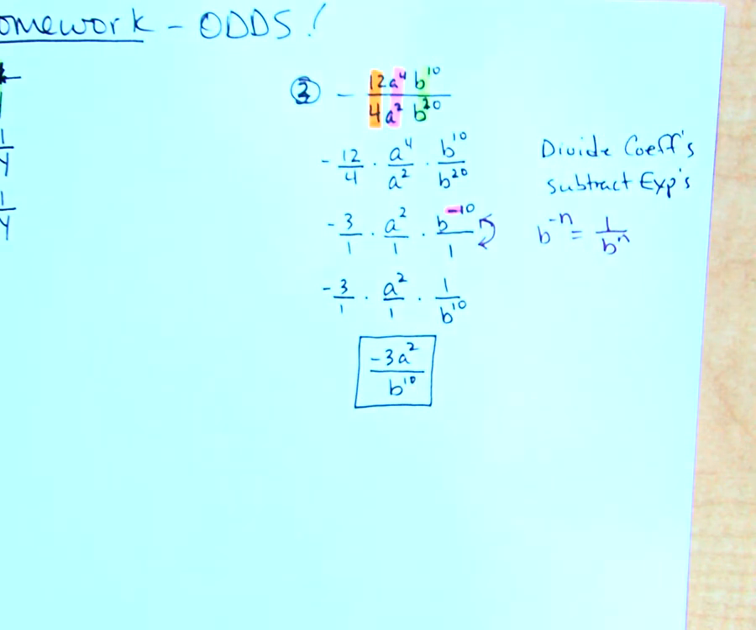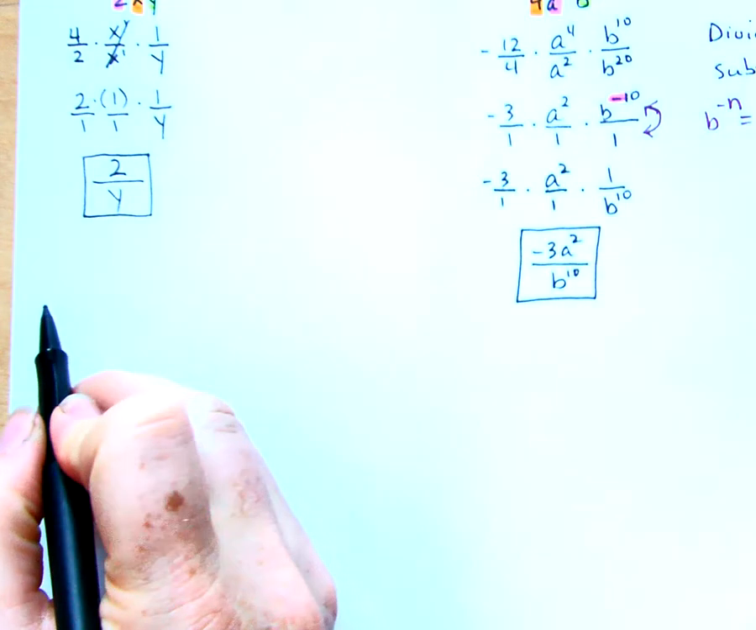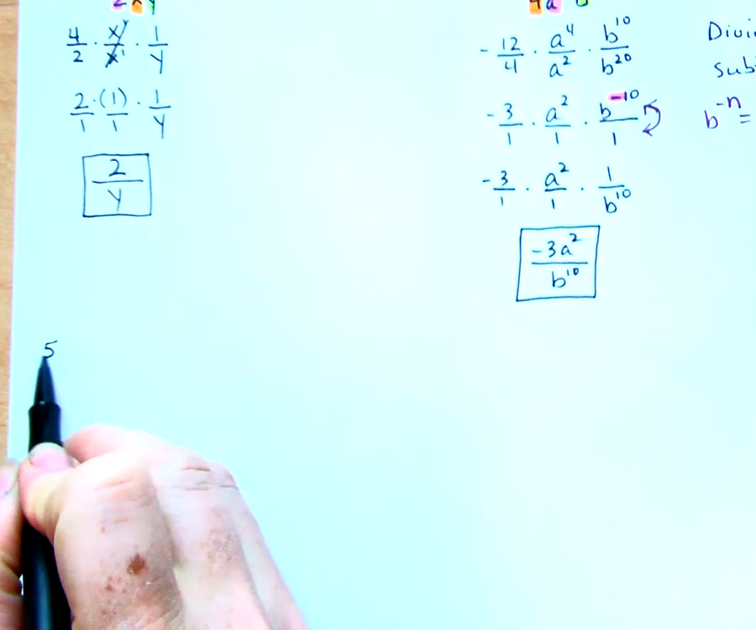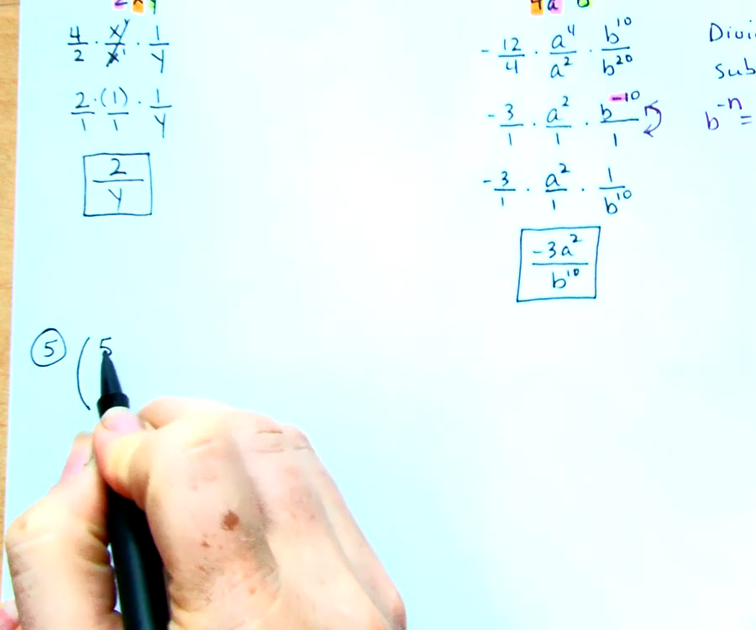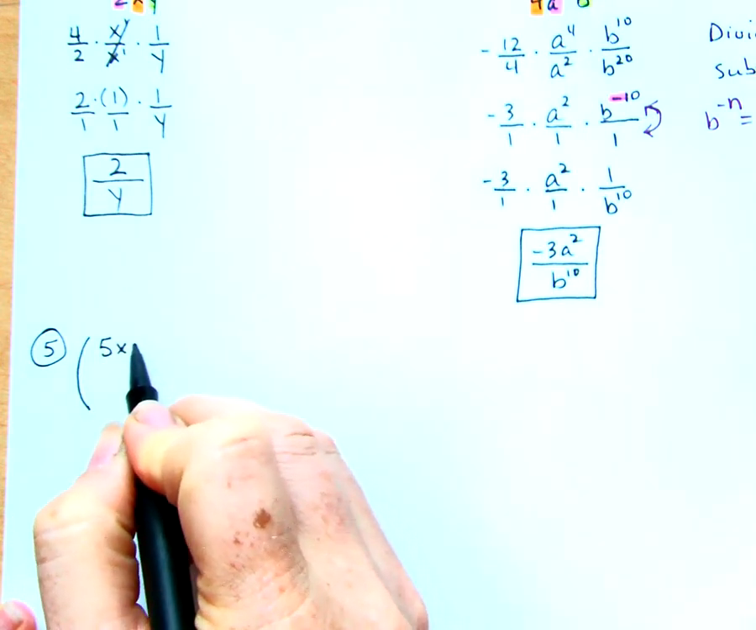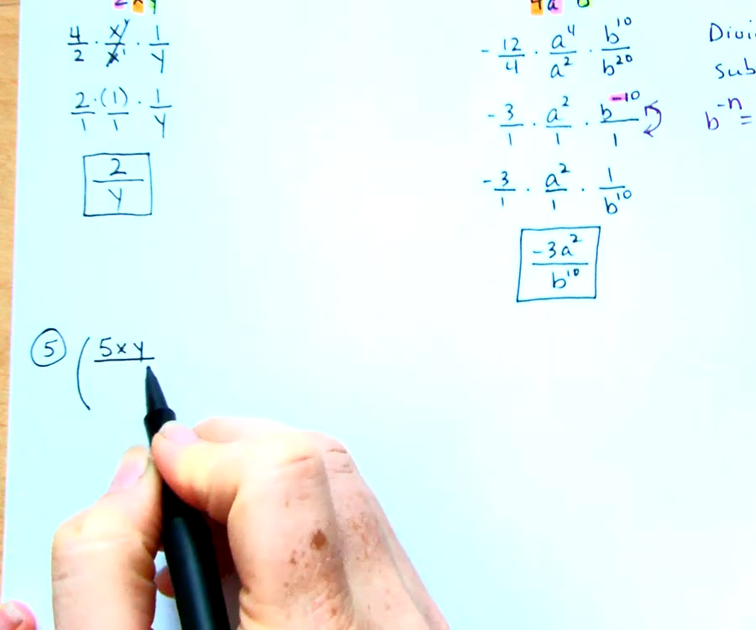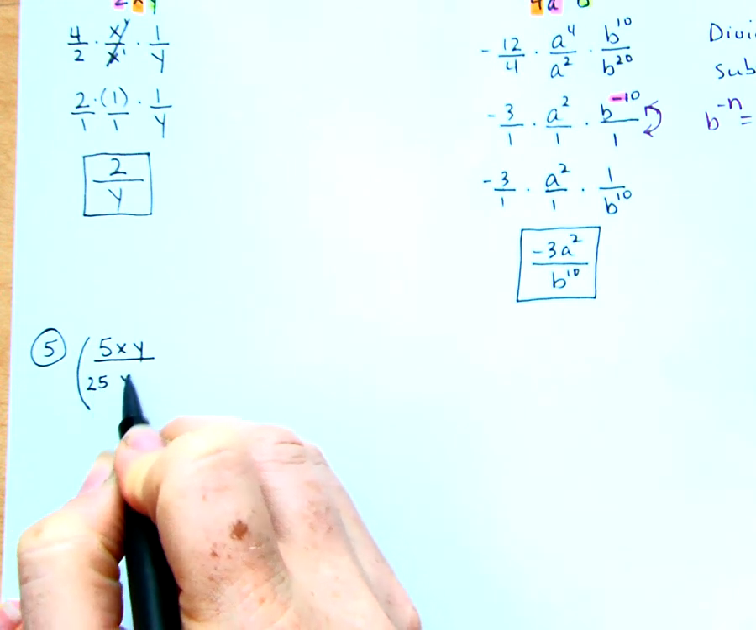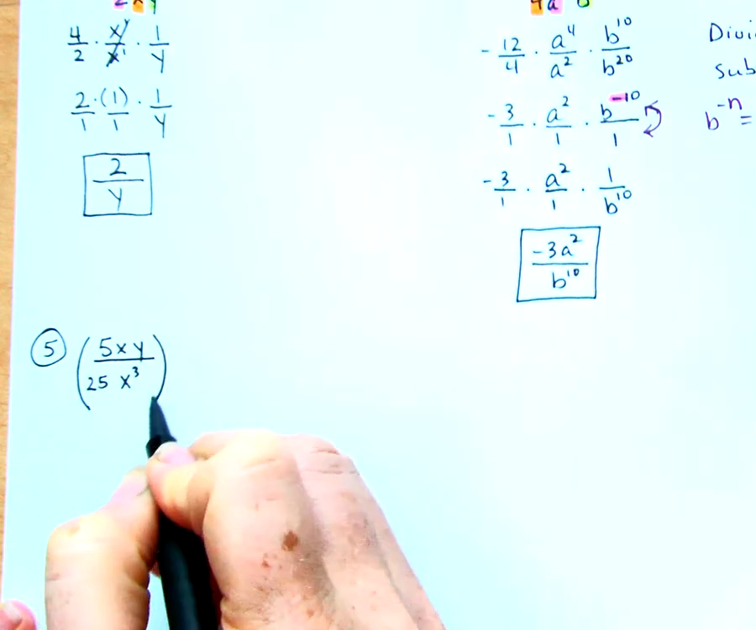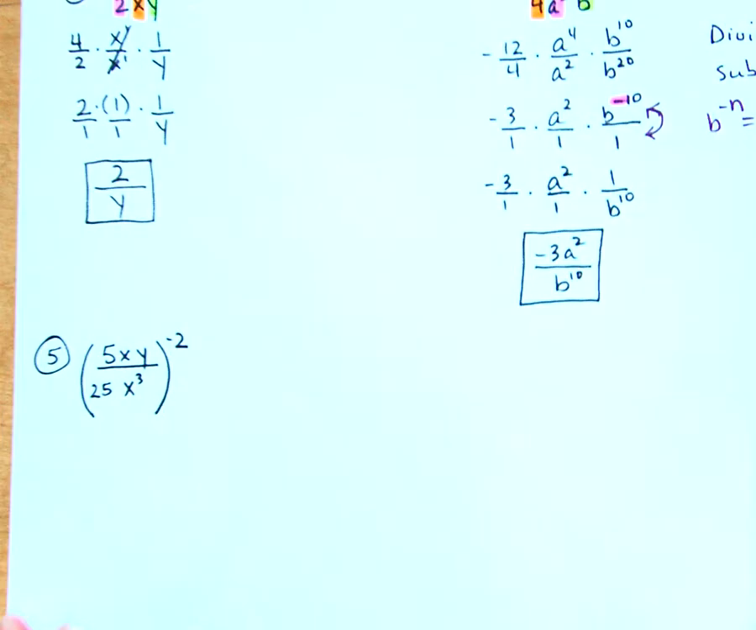Okay, let's do that again. Number 5. We have 5xy over 25 x to the third raised to the negative second power.